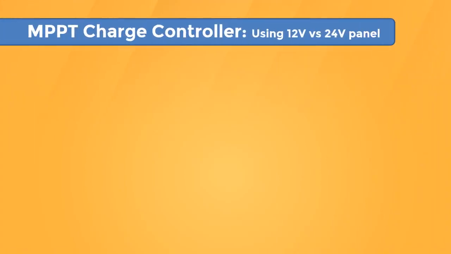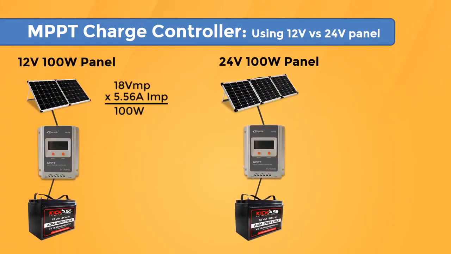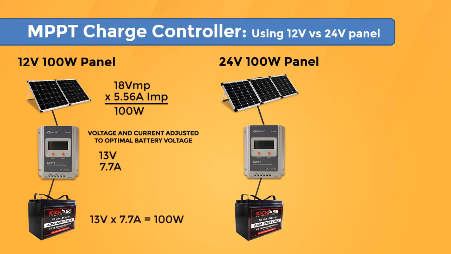Now let's do that with an MPPT charge controller. The 18 volts is dropped down to 13 volts at a ratio of 1.38. 18 volts divided by 13 equals 1.38. Increasing the current by 1.38 as well raises it to 7.7 amps. 13 volts times 7.7 amps equals 100 watts.